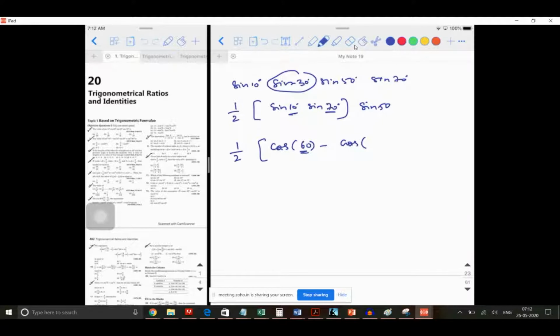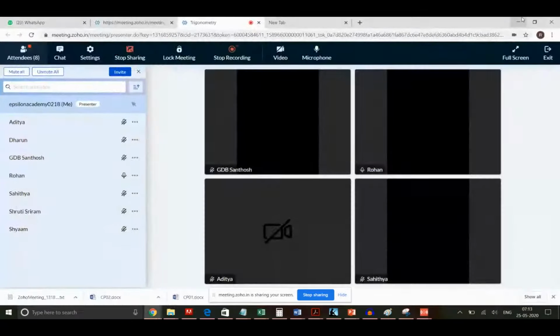Then cos of 30 minus 70 degrees, so it is going to be cos 80 into cos 50 degrees. Then what are you planning to do? Again, is it not a headache that you have to multiply these two? Again, you have to apply the formula. Did anyone else come up with any idea?